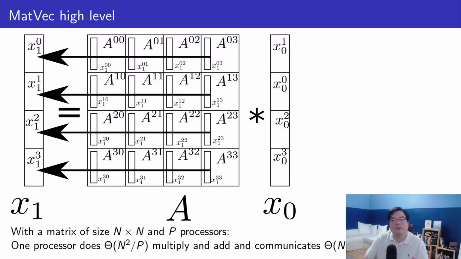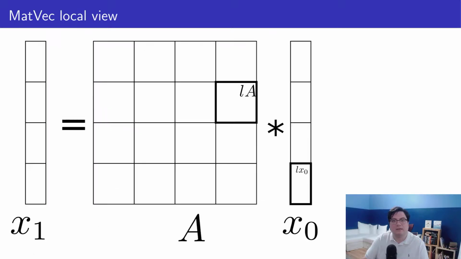This is better than the 1D decomposition by a factor of square root p. Let's see how the multiplication happens from the perspective of a single process, since that is how MPI applications are programmed. Let's take the perspective of process 1-3.